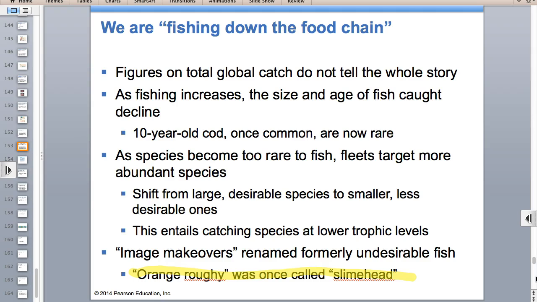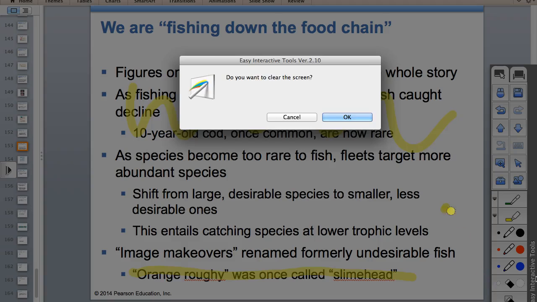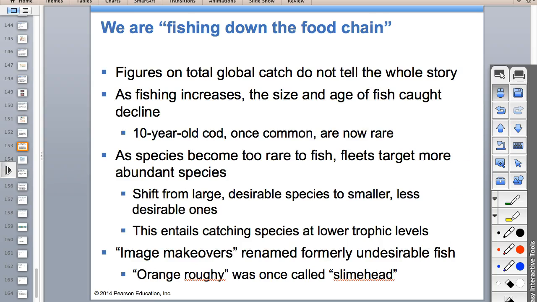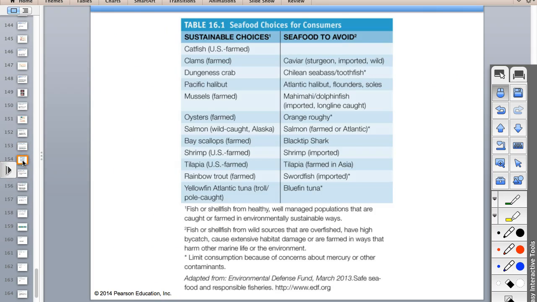But what I was saying was, fishing's going to increase. Because when you go fishing, you like to catch big fish. All the big fish get caught, and what's left over are the younger fish. And when you catch younger fish, then they don't get to reproduce, and you're kind of shooting yourself in the foot. So anyway, we're eating and catching fish at lower trophic levels, and as we do, we're taking out the base of the food chain.